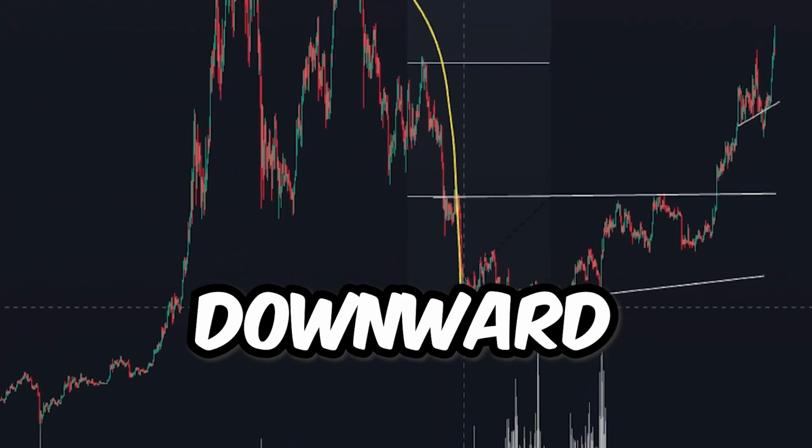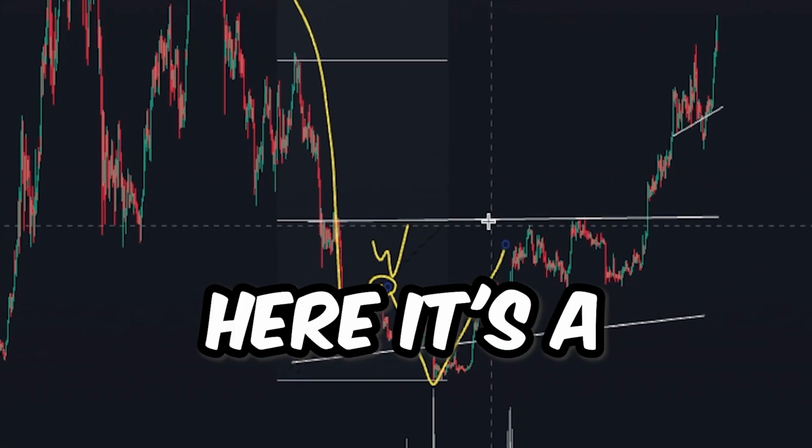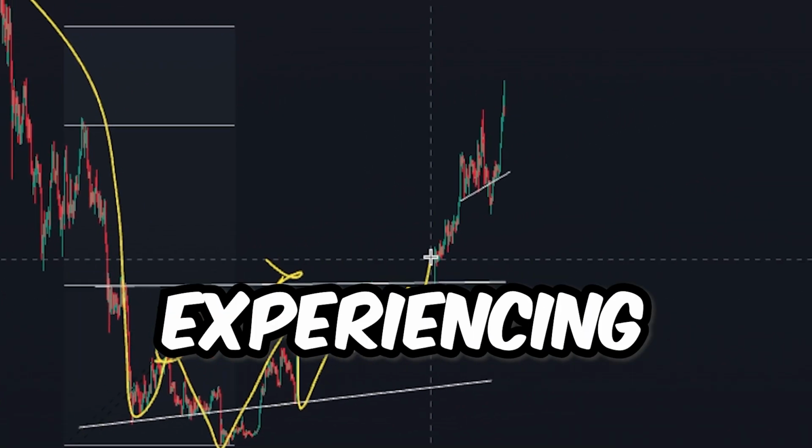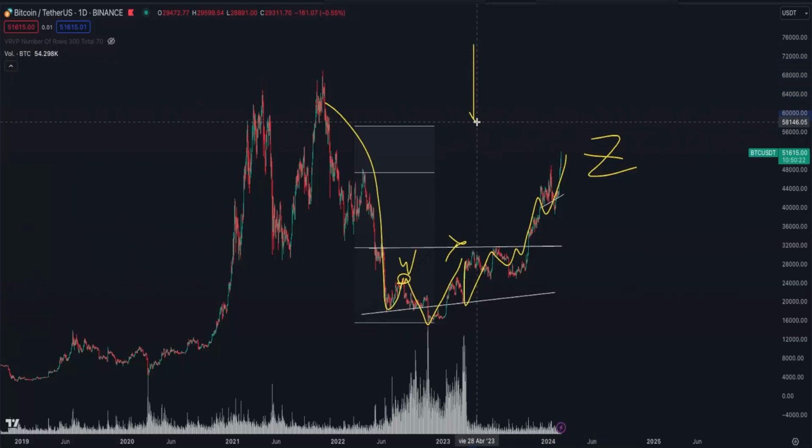That's why after this downward impulse, we place the W here. It's a Y, and what we are experiencing next in the present is a Z. After offering us a strong and powerful impulse, the price usually seeks a correction to offer us a continuation replica, and such a correction can be carried out in different ways.